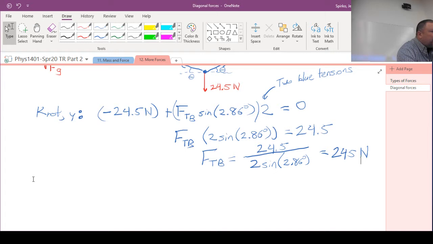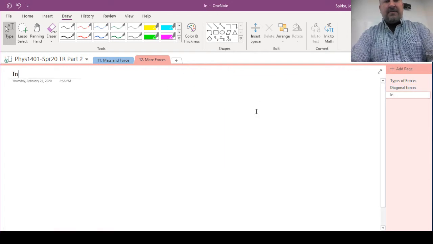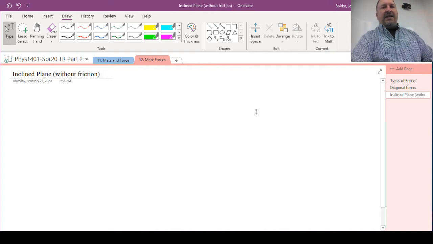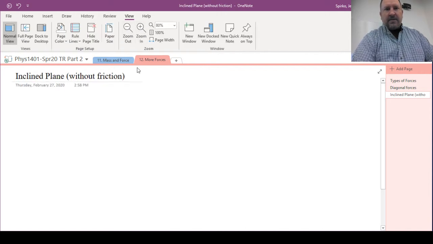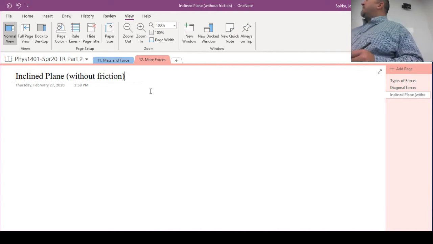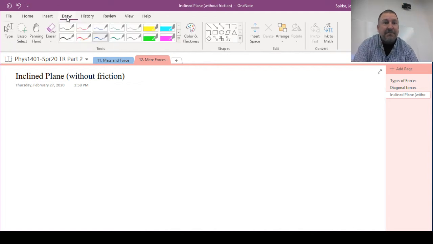I think what we should do next is talk about the inclined plane. Now, I don't want to do any friction today, so that's going to lead us to a bit of a slippery slope here. Yes, I really did just say that. Yes, I think I'm funny, just in case you were wondering.